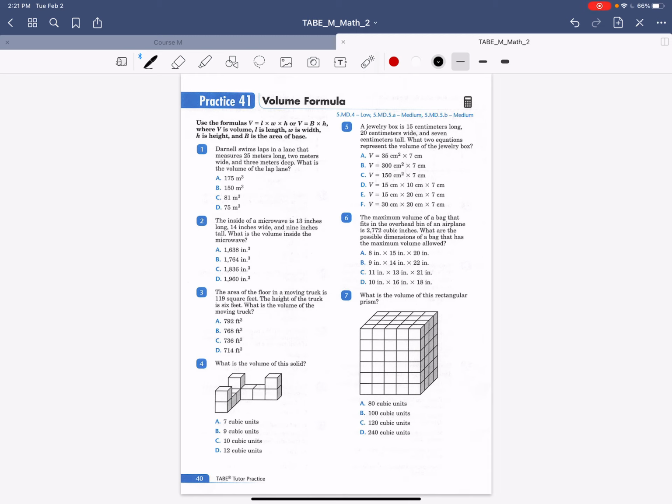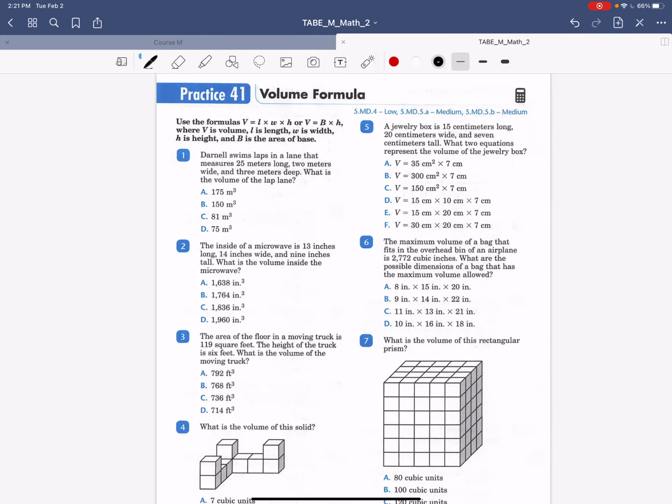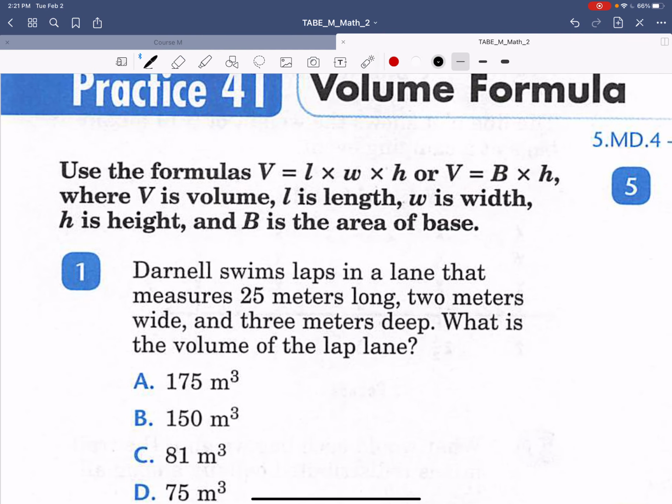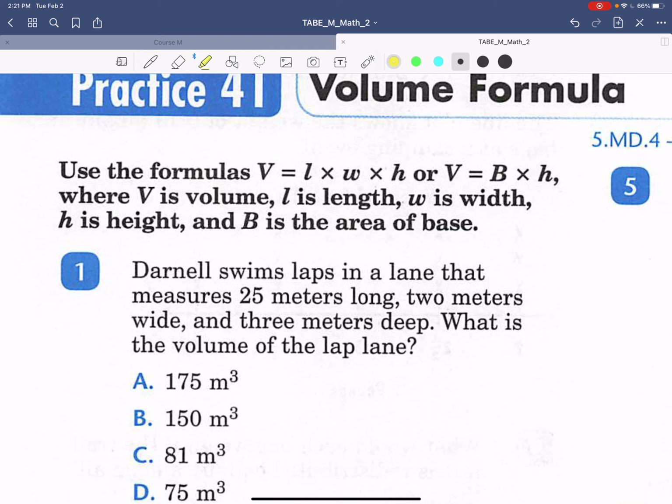This is practice 41 on page 40 of your workbook, and we are looking at the volume formula today. Please make sure that you have watched the lesson videos, so that you understand what volume is and how it works. And let's put those skills to practice. The instructions are very important here, so I want to make sure that we notice those.